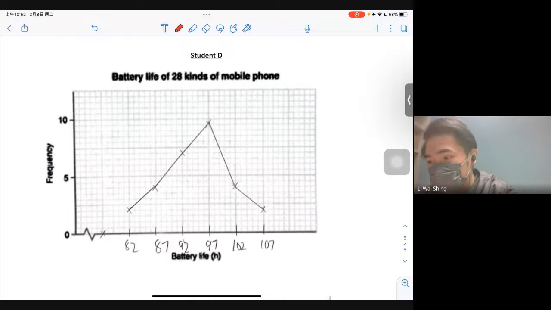Others? Type it in the chat box if you know the answer.